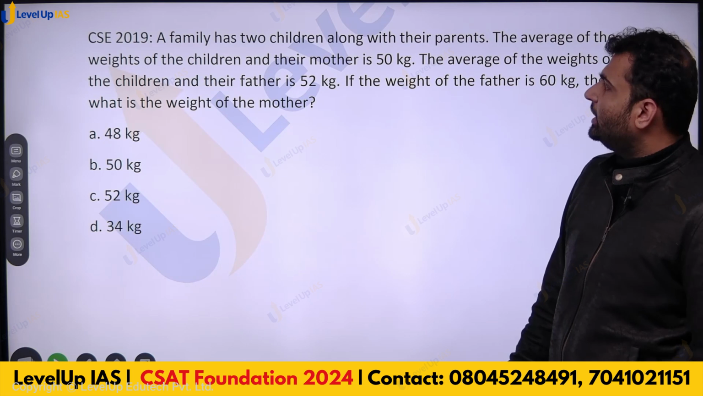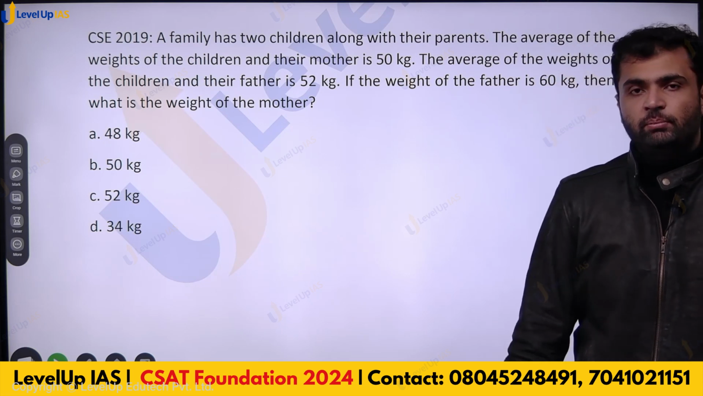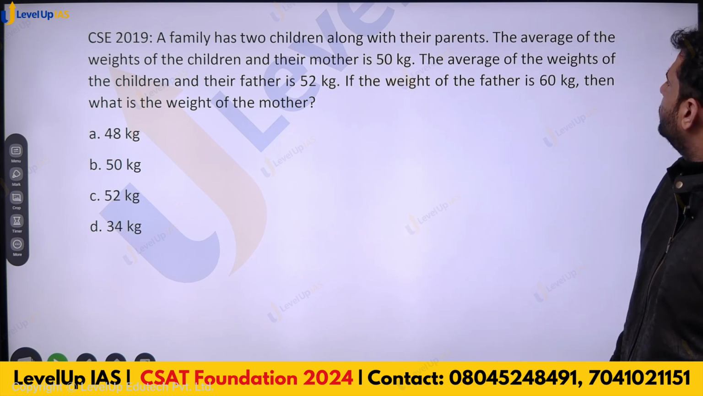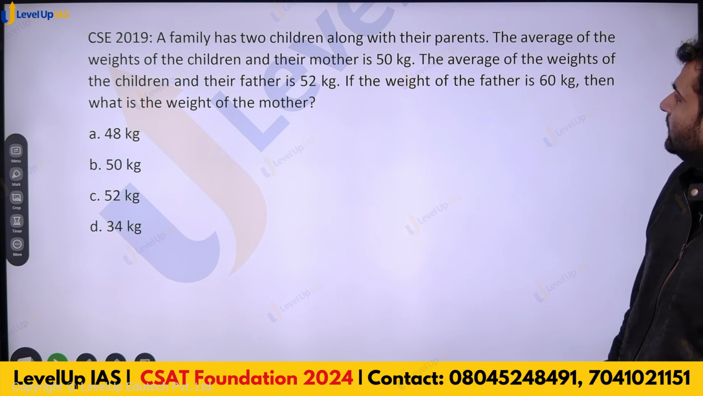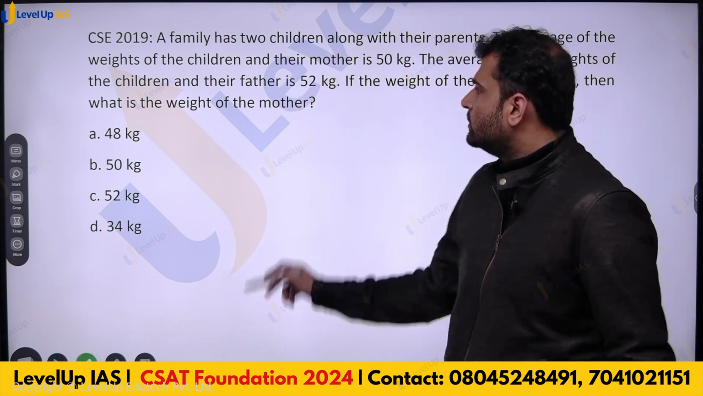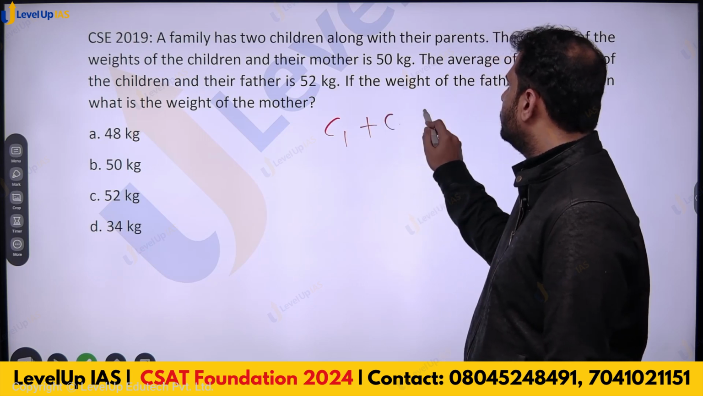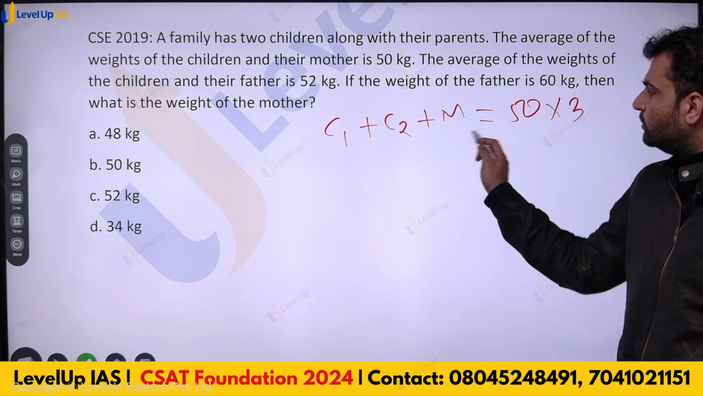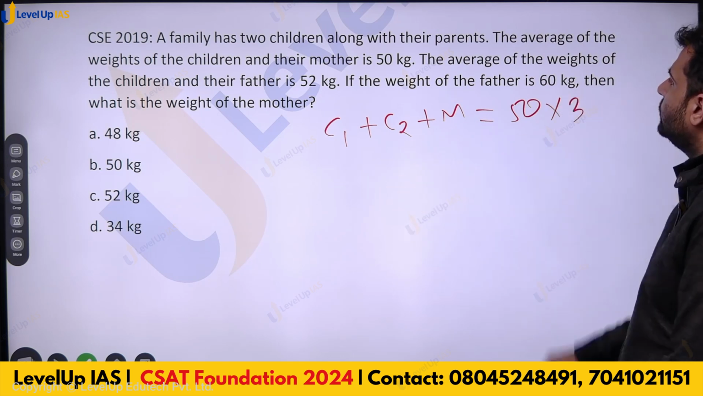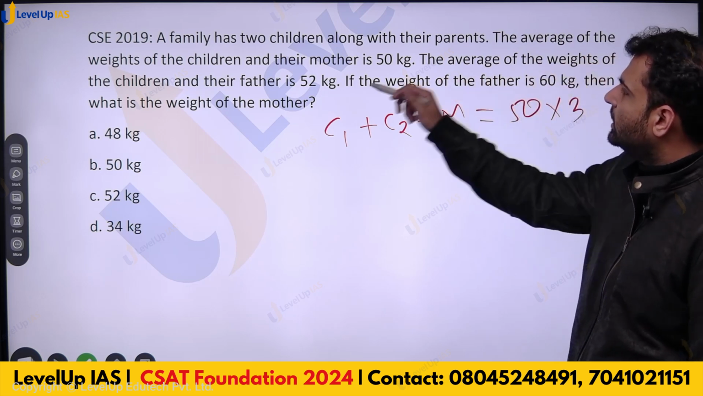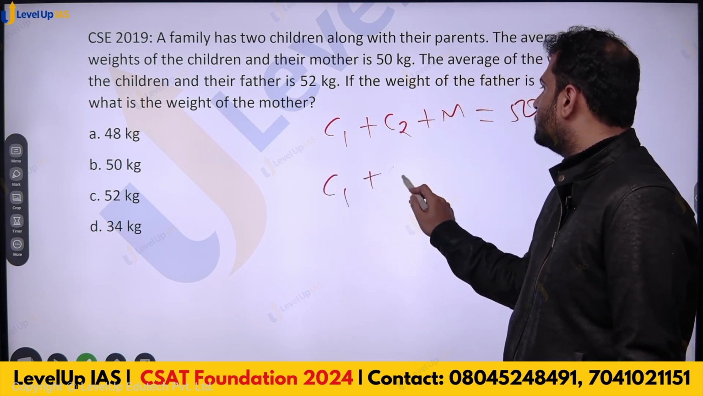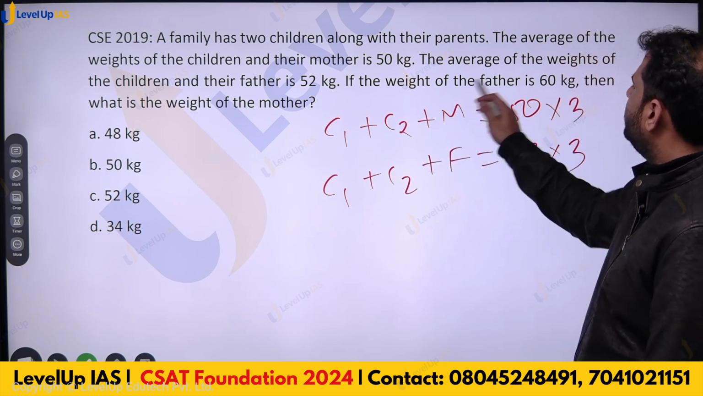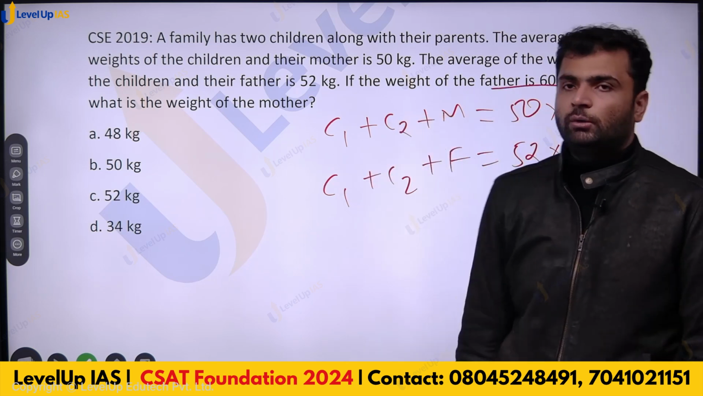Next, a family has 2 children along with their parents. Okay, so there are 2 parents, mother, father, and 2 children. The average of the weights of children and their mother is 50 kg. Let us write this down. So child 1, child 2 plus mother is 50 into 3. Because for average, this divided by 3 is equal to 50. So I have taken 3 into multiplication there. Average of weights of children and their father is 52. So C1 plus C2 plus father is 52 into 3. If the weight of the father is 60 kg, then what is the weight of the mother?